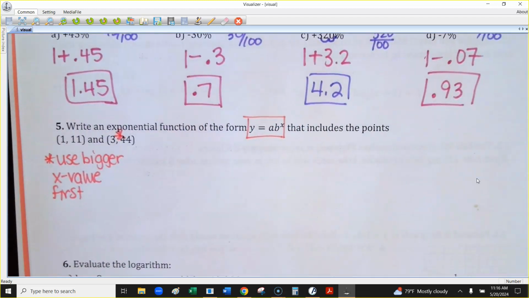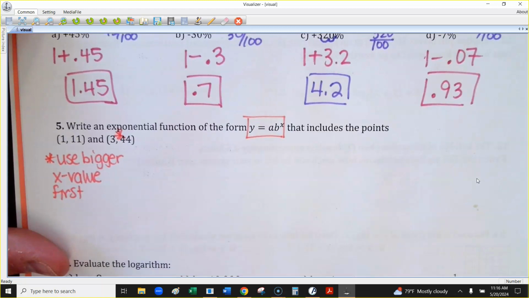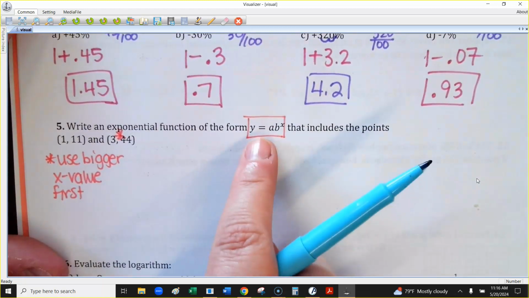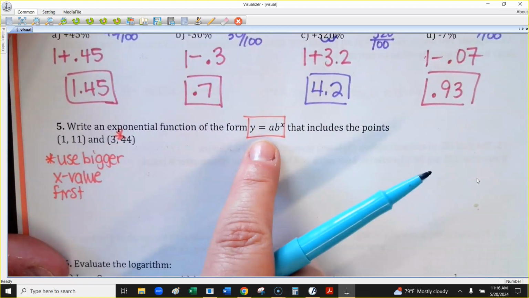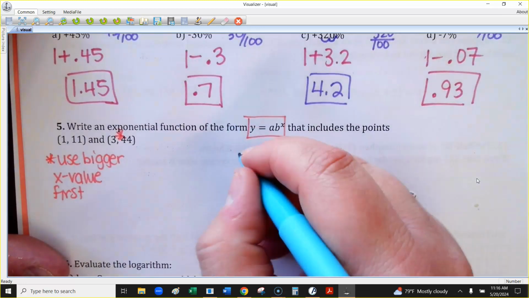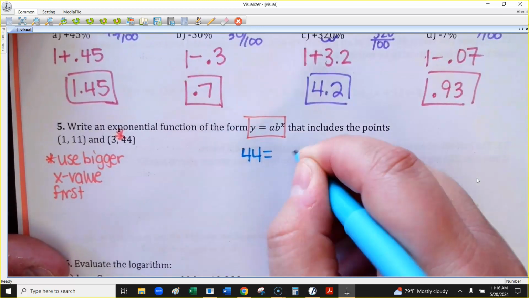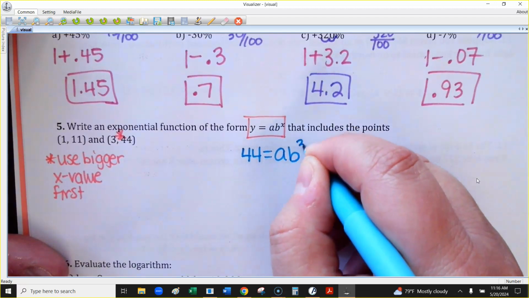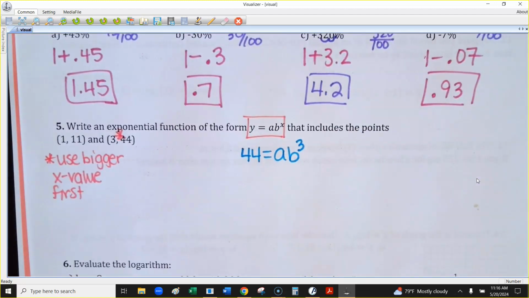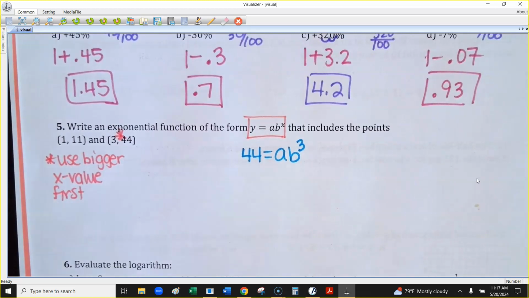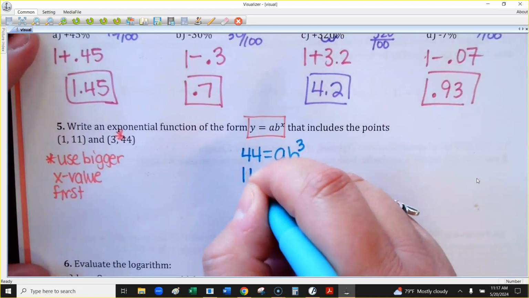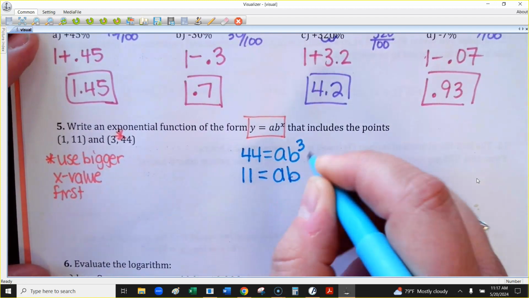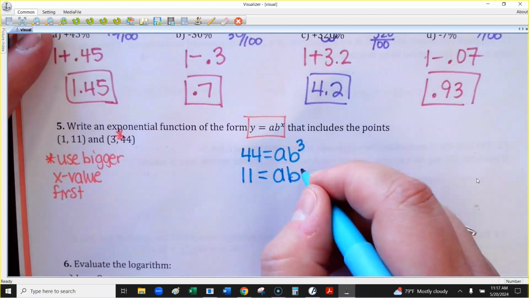What you're going to do, you're going to use this general exponential equation. In for x, you're going to put x, and in for y, you're going to put y, just the coordinates from the point. And a and b will be variables. So I'm going to do 44 equals a b to the third. So just put y in place of y, x in place of x. And you just repeat that real quick with the other point. So in for y, you put 11, in for x, you put 1.